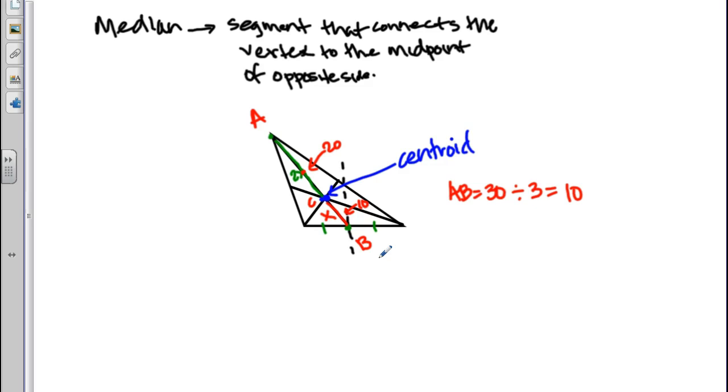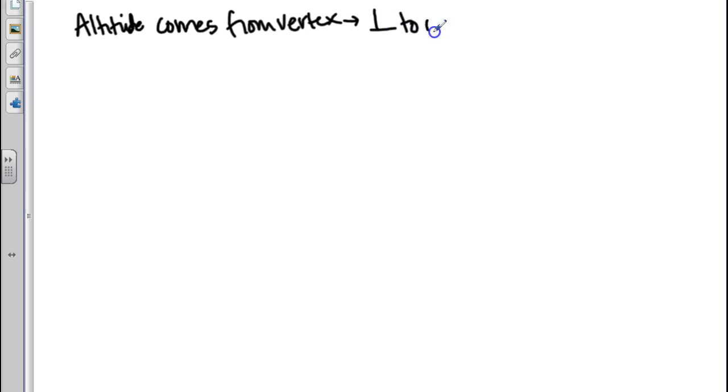All right, so let's try maybe a few problems. Oh, let me give you one more thing before we move to the next problem. Let me add a page here. Let's talk about altitude. All right, so the altitude of a triangle is a segment that comes from the vertex and it's perpendicular to the opposite side. Perpendicular to opposite side.